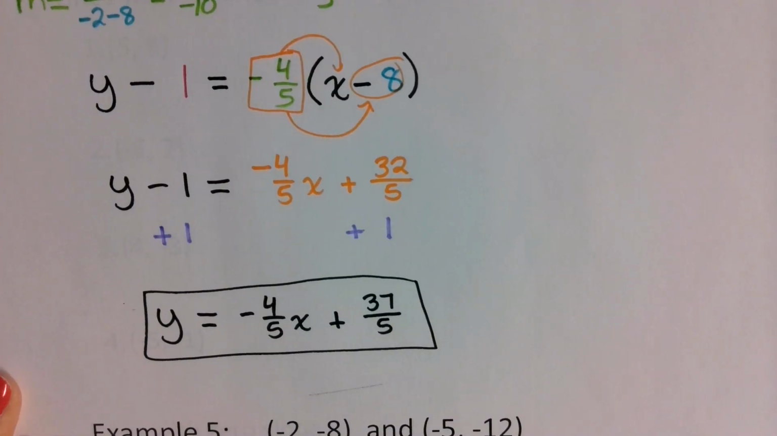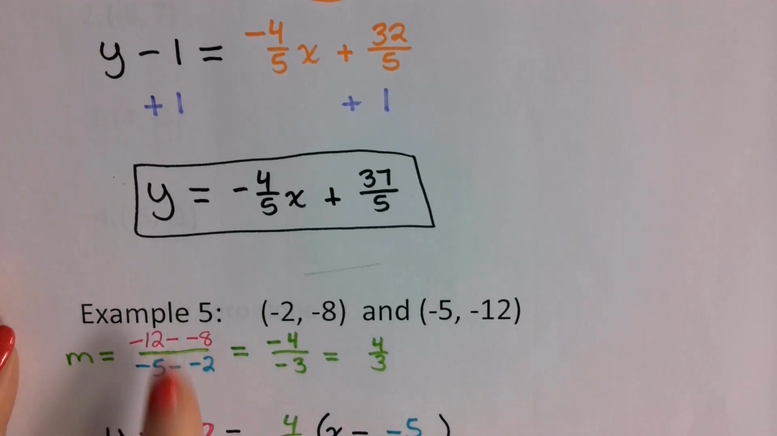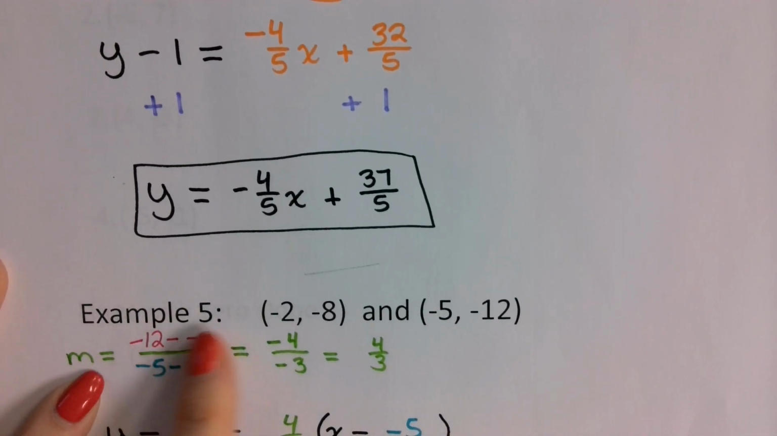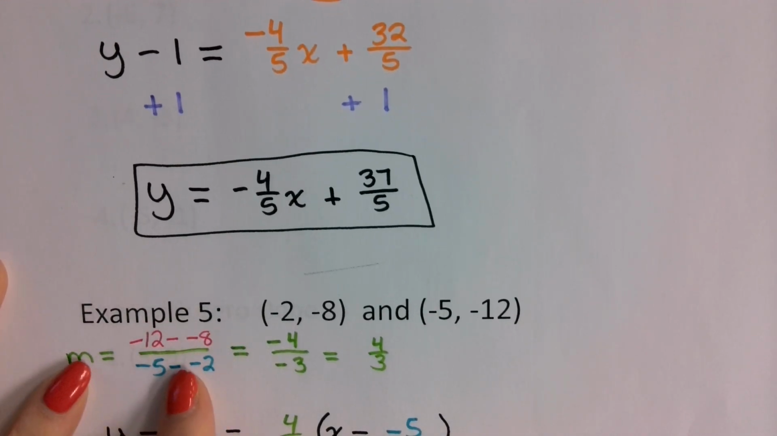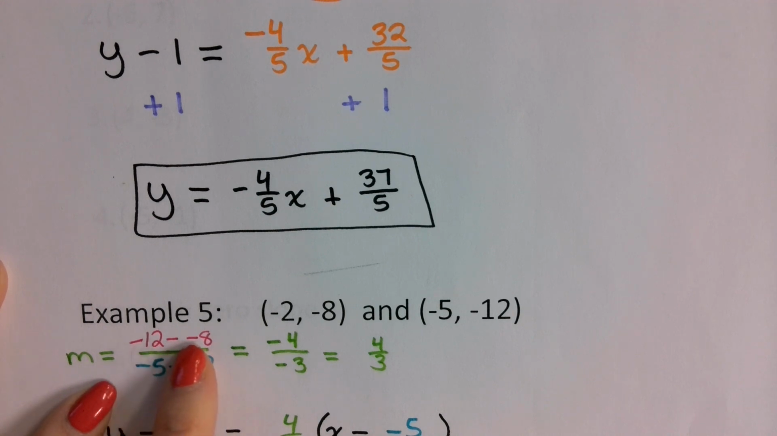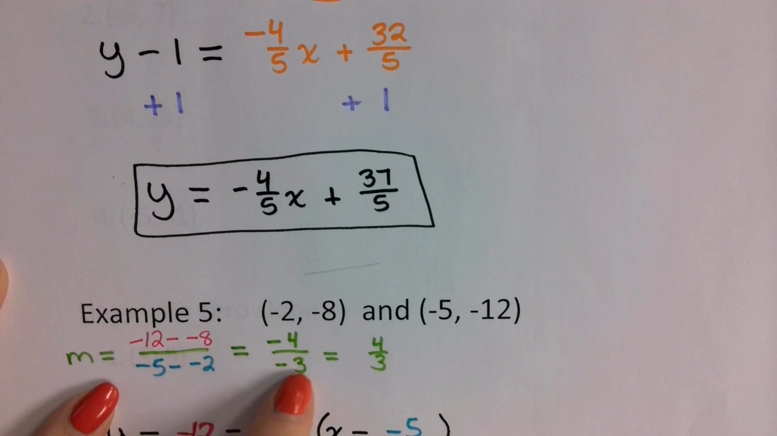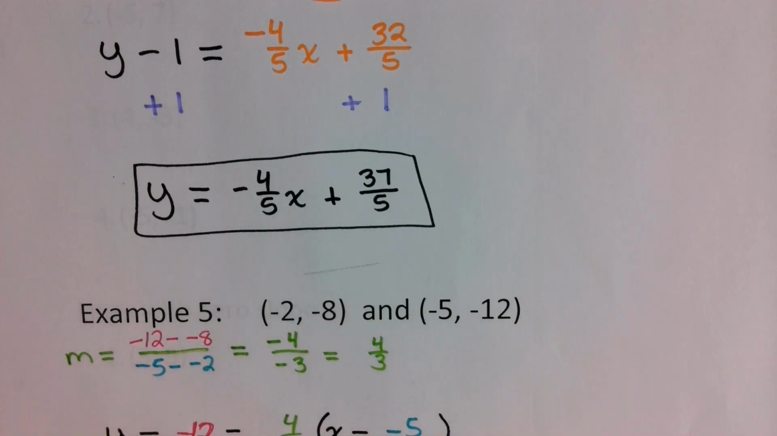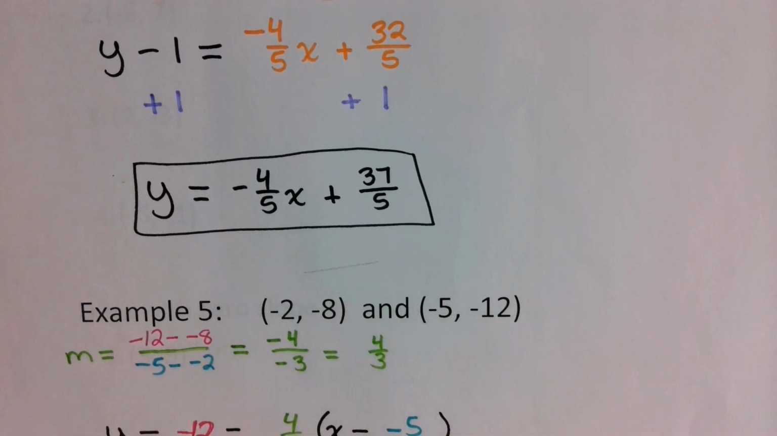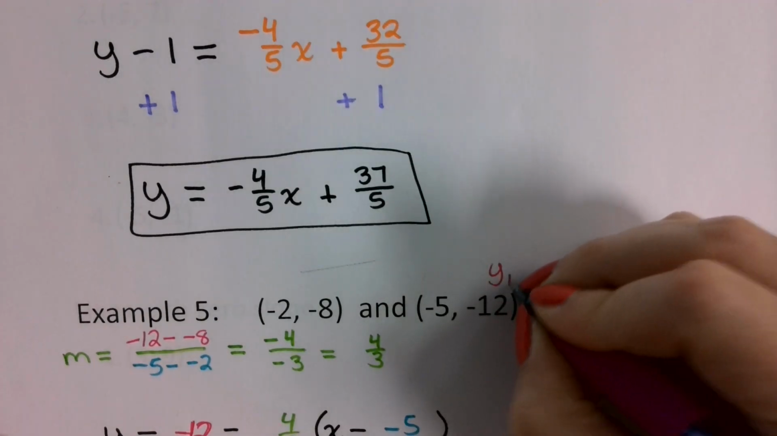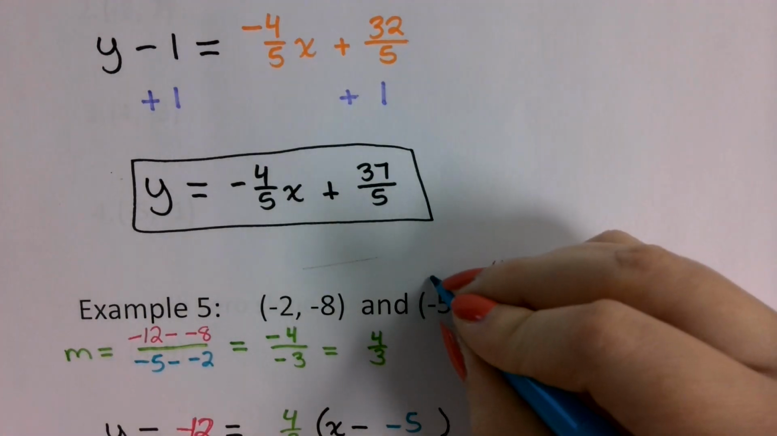All right, let's go ahead and go over that. First thing I have to do is find my slope, so I subtract my y's over the subtraction of my x's. So I did negative 12 minus negative 8 and got negative 4, over negative 5 minus negative 2, which is a negative 3. But because I have those double negatives, it comes out to a positive 4/3. Then I just picked a point. I went with the second point. It really doesn't matter, again, which point you go with, but I said that this was my y1 and this is my x1.